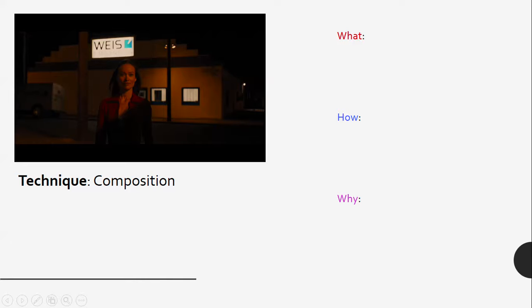So here's our first technique. Remember, we follow the what, how, why formula for analysis. So what is it showing? How is it showing it? Why is it showing it? Our first technique here is composition. Remember, when we say composition, it's how everything is laid out in the shot: the color, the characters, the setting, everything. So what are we looking at here?